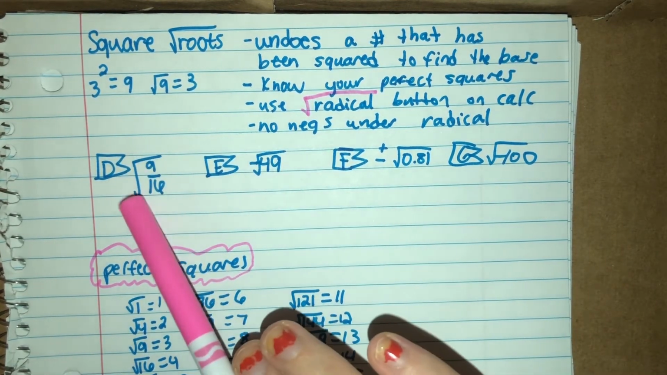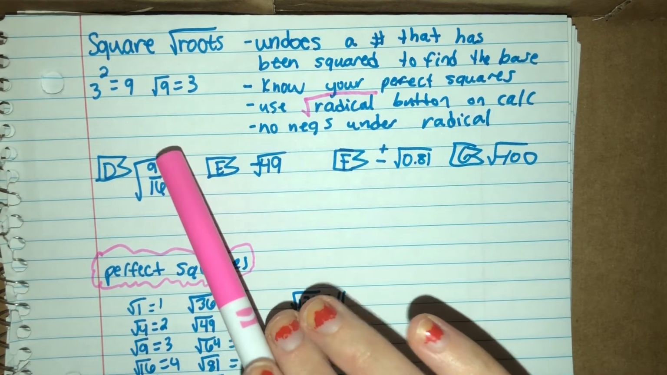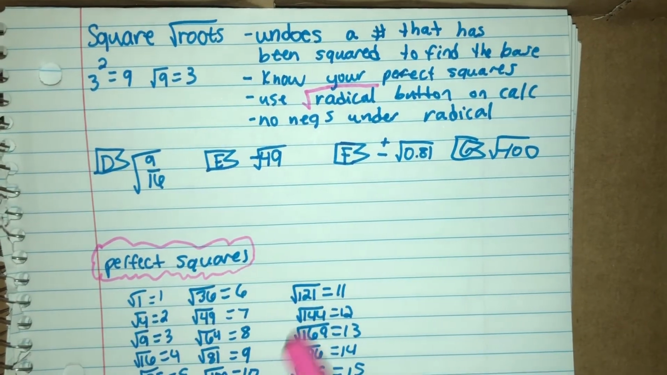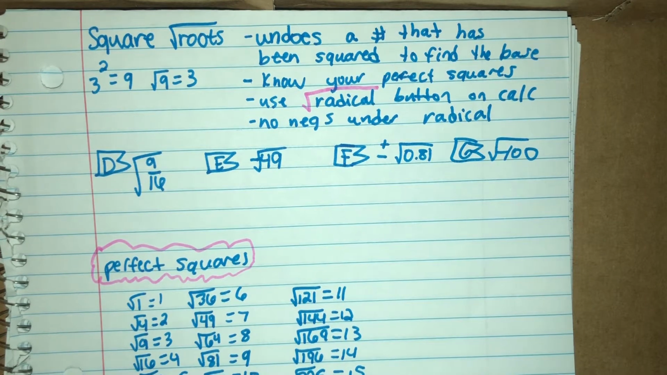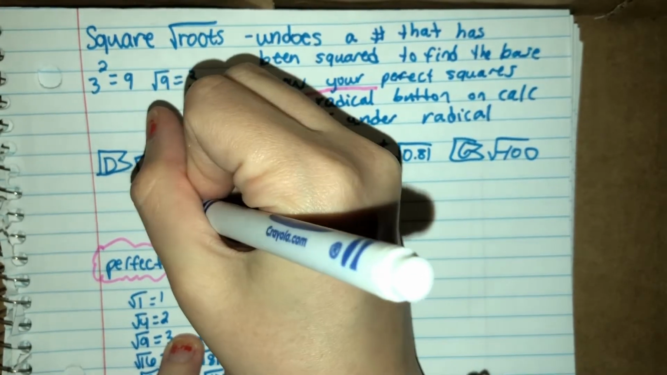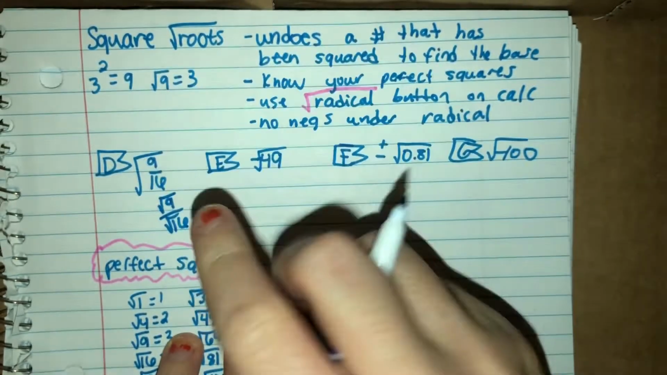So if you look at example D, yes, this is a fraction, but if you know your perfect squares, you would know that 9 and 16 are both perfect squares. I also listed out all the square roots down here. So basically what you do is you split it up into 2 problems. You split it up into the numerator and the denominator.